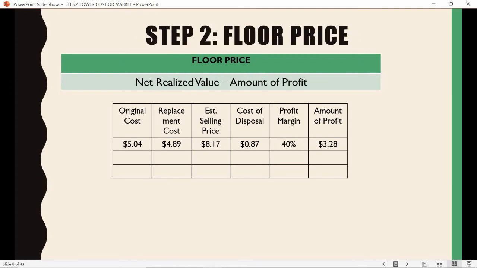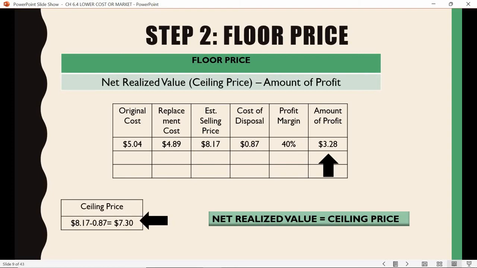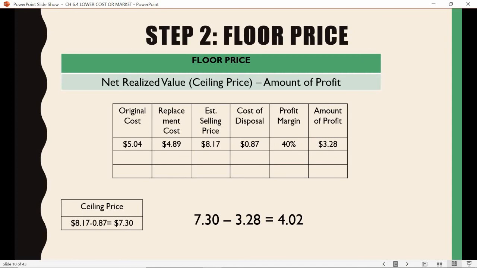Now I need to figure out my floor, which is step 2. In this case, my floor is going to be net realized value minus the amount of profit. First off, what is net realized value? Well, I'll tell you this. Net realized value is the same thing as your ceiling price. It's the same formula: your selling price minus your cost of disposal, which we already solved for as $7.30. So therefore, net realized value minus your profit amount of $3.28. If you calculate that, $7.30 minus $3.28 is going to leave you with $4.02.